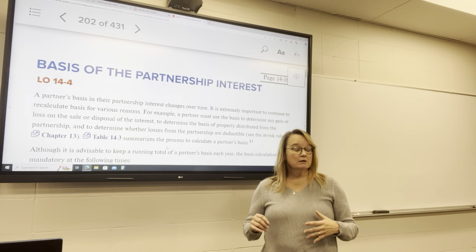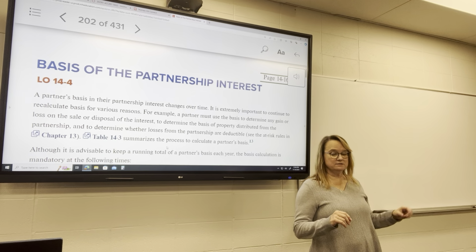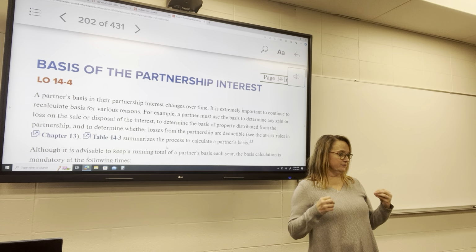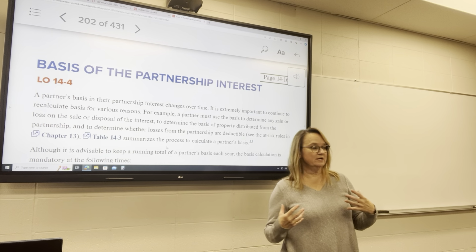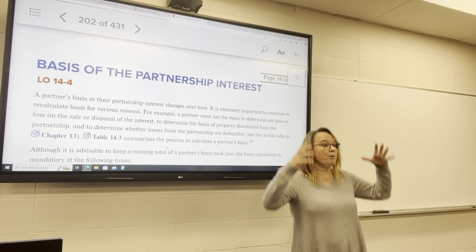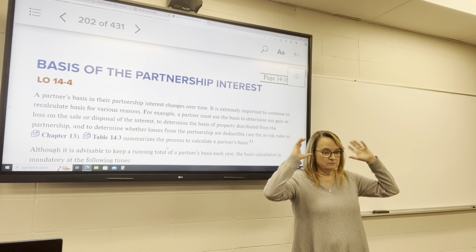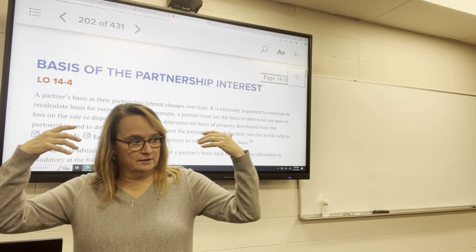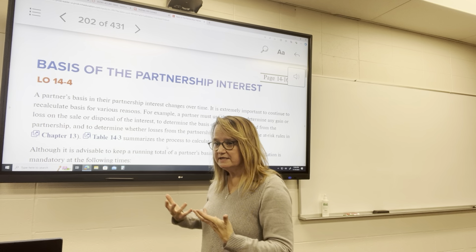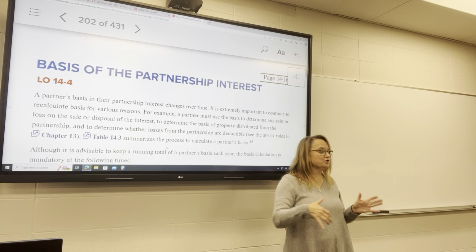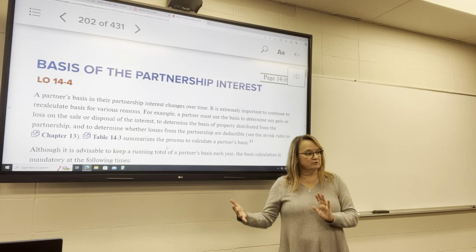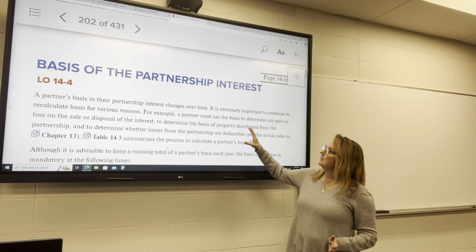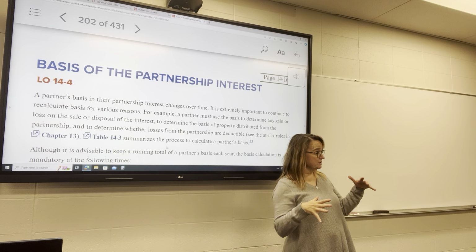So recall, our inside basis is the basis to the partnership, what the assets are worth within the partnership. If you think of the partnership's balance sheet, this would be their assets, their equity essentially, the partnership itself. And the outside basis is the basis to each of the partners. What value does each of the partners have in the partnership itself? When we're talking about the changing, both of them change over time.